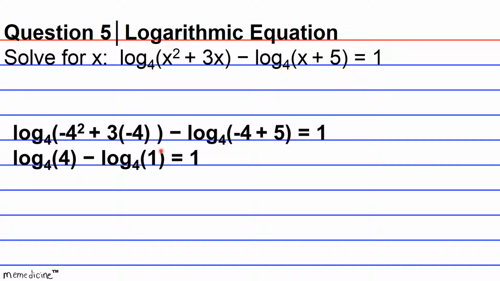Anytime you get a power result of 1 and the base is some other numeral, that means you raise that base to the 0 power. So the answer here is 0, and obviously the answer here is 1. So is 1 minus 0 equivalent to 1? Well, yeah, it pretty much is, okay? So both answers check and both x values are valid.